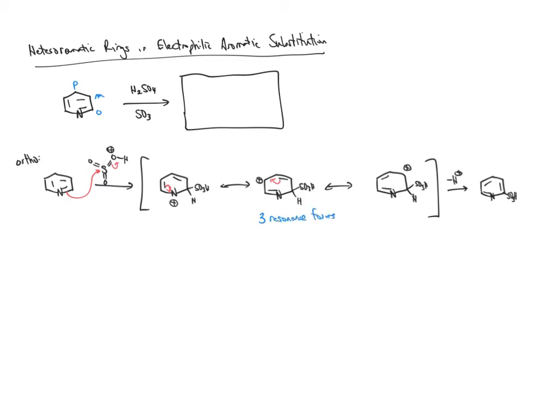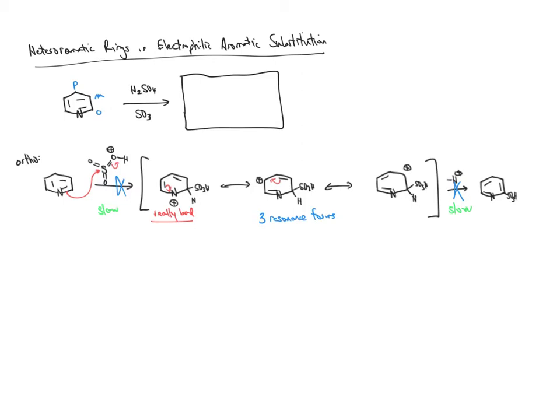And if I look at them and I try to analyze their stability, I notice that one of them is really, really bad. And the one that's really, really bad is this one here, which has a positive charge on a nitrogen atom. Right, so it's a nitrogen atom that does not have a full octet. And so it's a really bad resonance form, so bad that this reaction doesn't happen, right? It's so slow that this reaction does not occur.